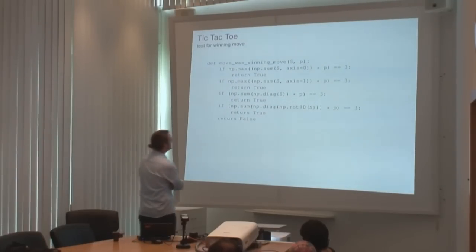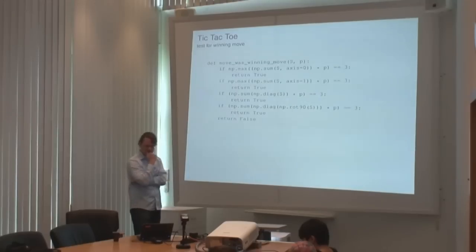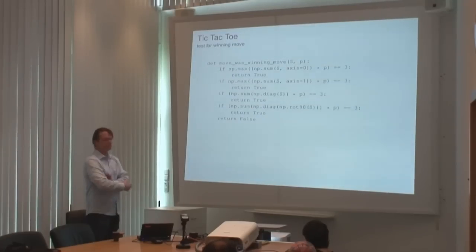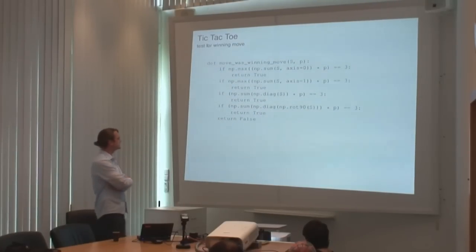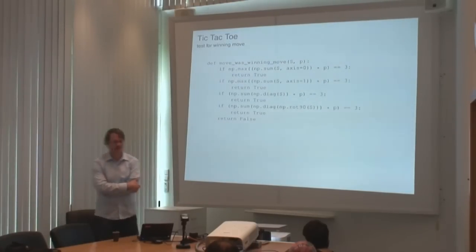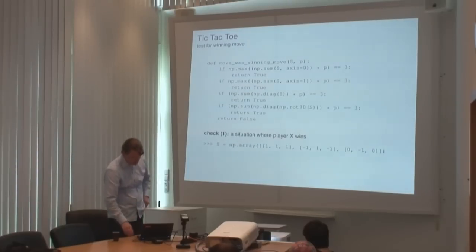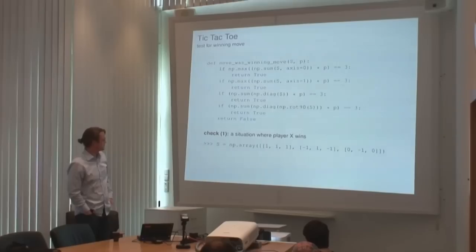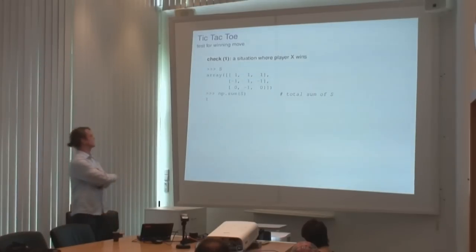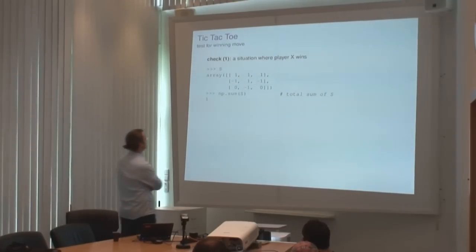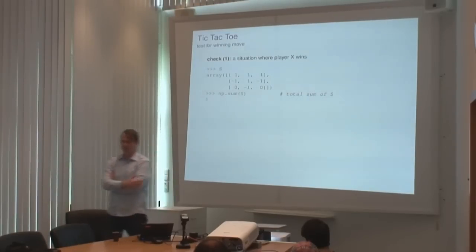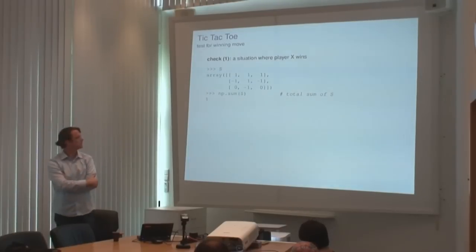And then we could apply the same test to the function np.diag of s and to the function np.diag of np.rot90 of s. Let's look into these things. Here is a situation where player cross wins. This is how it looks. And the player has won because in the first row of that array, they're all ones. Player is one, they're all ones.